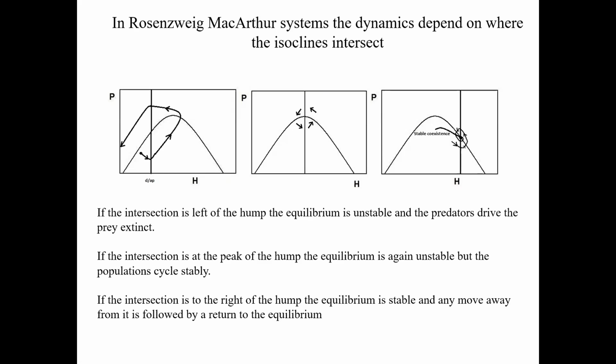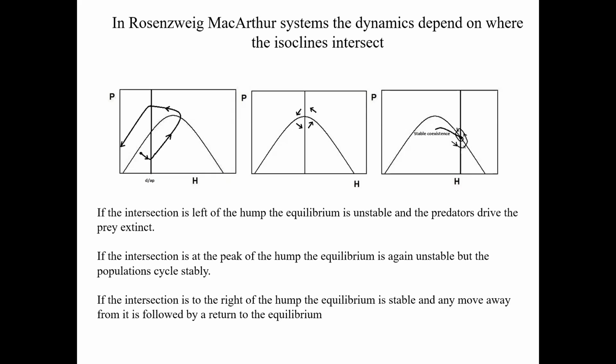We can model almost anything using this very simple graphical model. And we can take a point that represents a combination of predators and prey, and by knowing where the predator isocline intersects the prey isocline, we can make predictions about what's going to happen to a predator-prey system. That's huge. That's a huge advance. So we know almost everything that there is to know about nature.